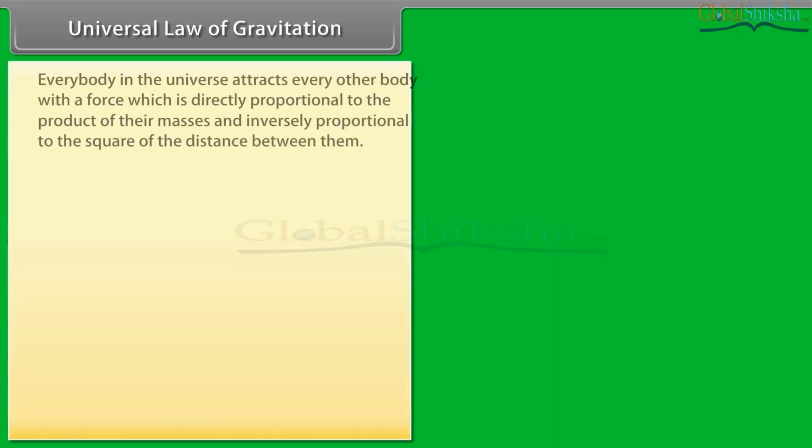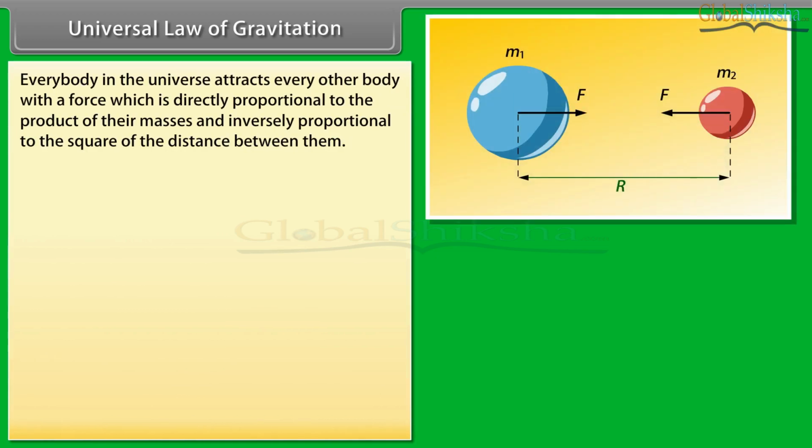Universal law of gravitation. Every body in the universe attracts every other body with a force which is directly proportional to the product of their masses and inversely proportional to the square of the distance between them.